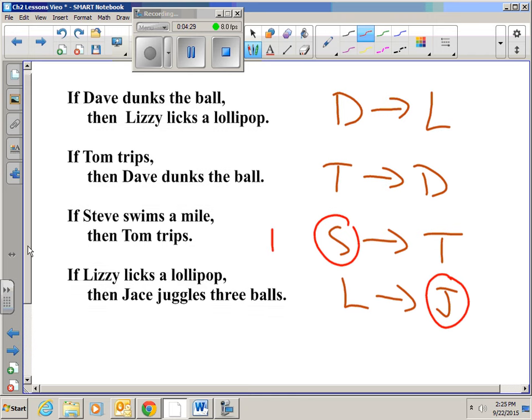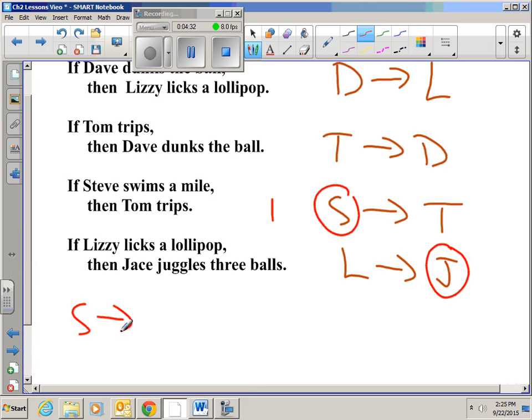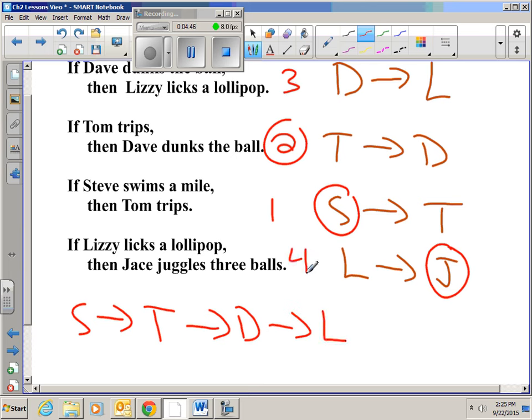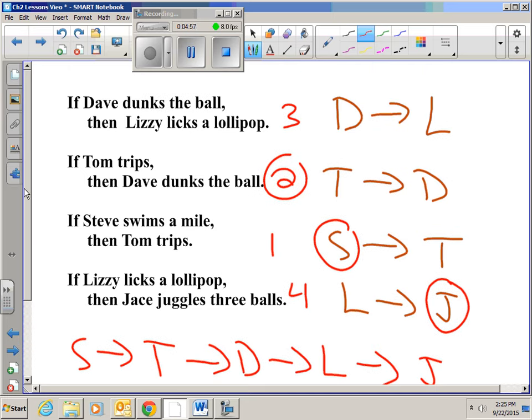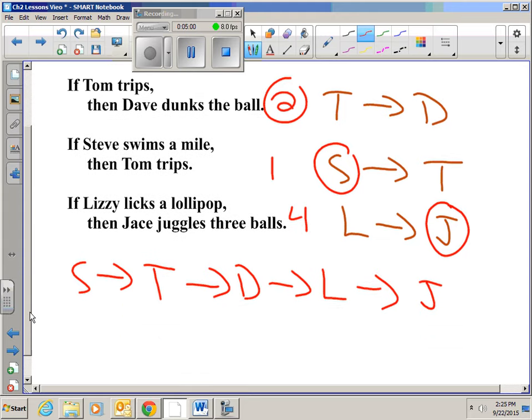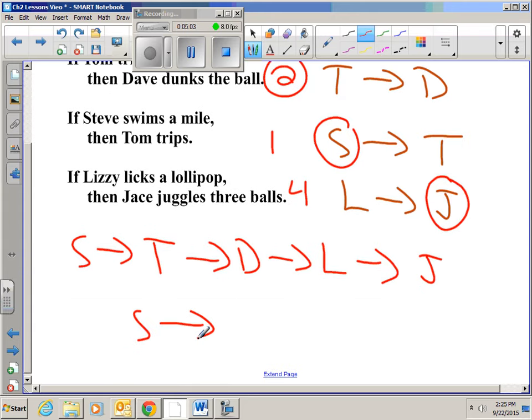So I'm going to write here, S goes to T, and then here I know that T goes to D, and then here I know that D goes to L, and then lastly here I know that L goes to J. So basically Steve goes to Tom, goes to Dave, goes to Lizzie, goes to Jace. So basically, if Steve, then Jace. In other words, if Steve swims a mile, then Jace will juggle 3 balls.